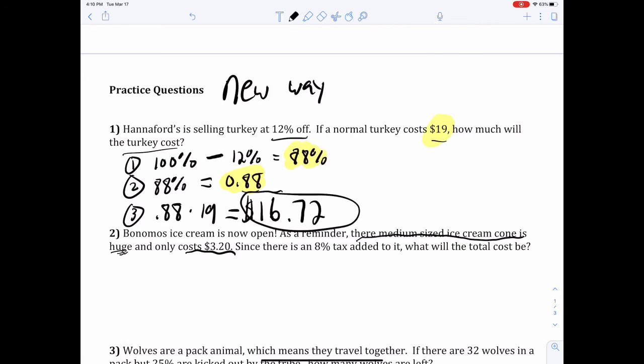and only costs $3.20. Now, since there's an 8% tax added to that, what will the total cost be? So we're going to go through our steps.